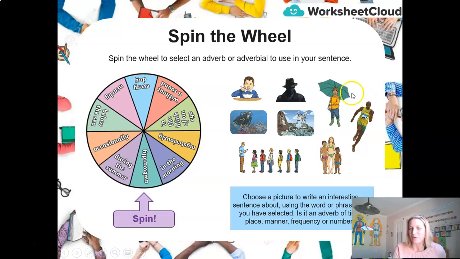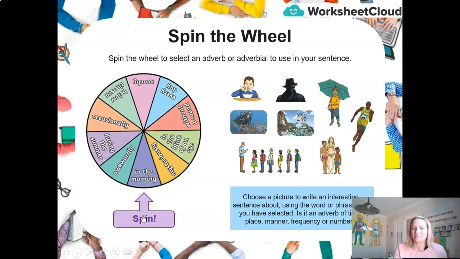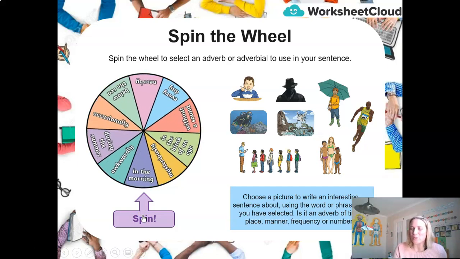Awkwardly. Okay, which of these pictures would you use the word awkwardly in? Okay, and awkwardly, once again, is an adverb of manner. Right, let's try one last time and see which we land on. In the morning. Okay, in the morning. Have a go at using that in a sentence. And this time we have an adverb of time. Or sorry, an adverbial, because it's a phrase of time.